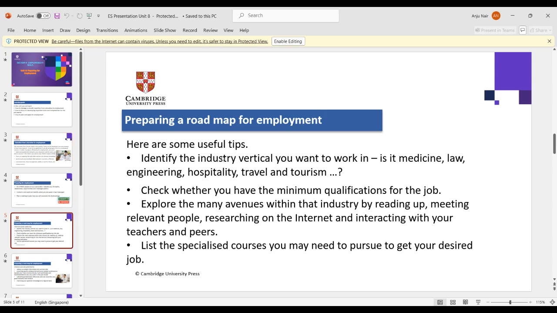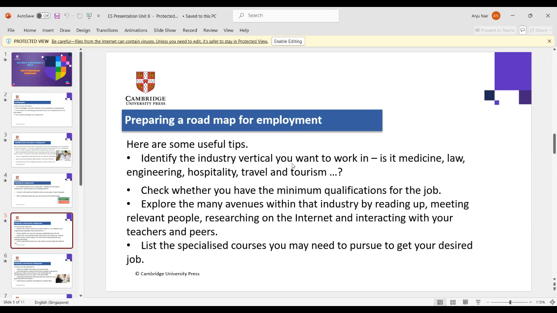So identify the vertical. Since you're doing this course, where will I work? What are the minimum qualifications? Do I have the minimum basic educational qualification for that particular job? Which avenues or kinds of industry require these people?